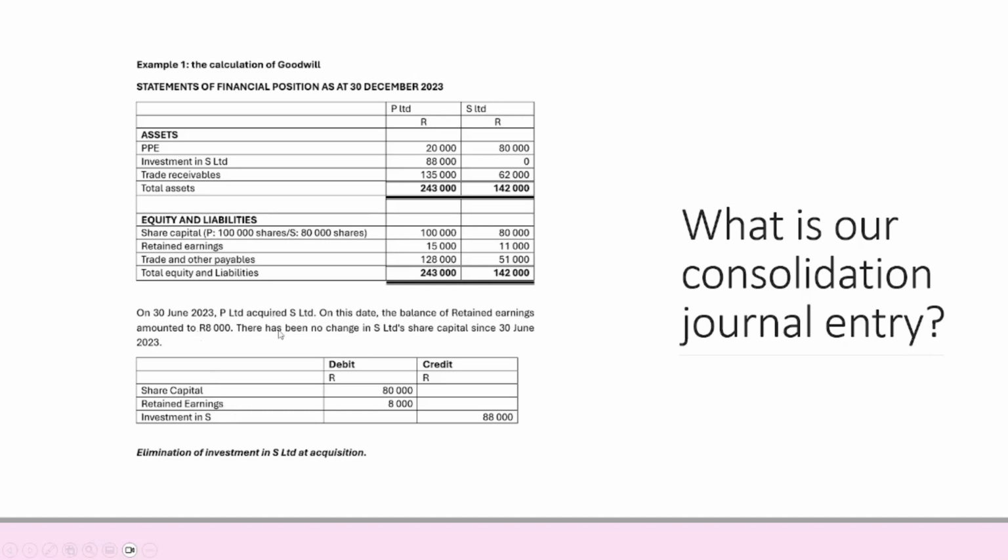So on the 30th of June 2023, P acquired S Limited, and we can see that the investment in S is now being de-recognized. Remember, it's an asset, so assets are increasing on the debit side. So we now reduce our investment in S to 0 for the purposes of consolidation. As you know, equity line items are credits, but we are de-recognizing the equity of the subsidiary because we do not have an investment in the subsidiary from an external stakeholder's perspective. And don't forget your narrations, please.